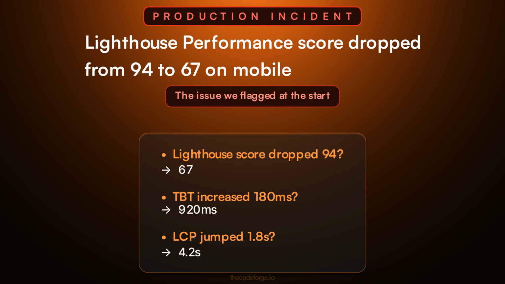This is the same issue we highlighted at the start. Here's exactly why that happened. The team assumed named imports from lodash would tree shake. But lodash is CommonJS, so import debounce from lodash compiled to require lodash and bundled the entire library. The result, 70 KB added to every page. Lighthouse score dropped from 94 to 67.